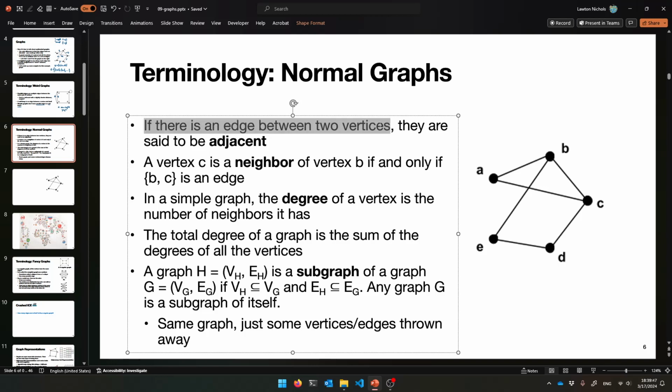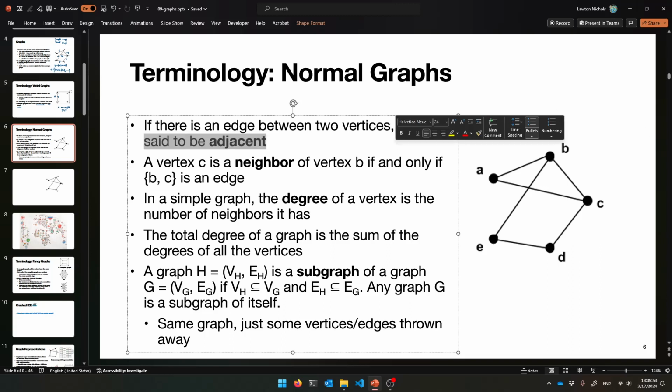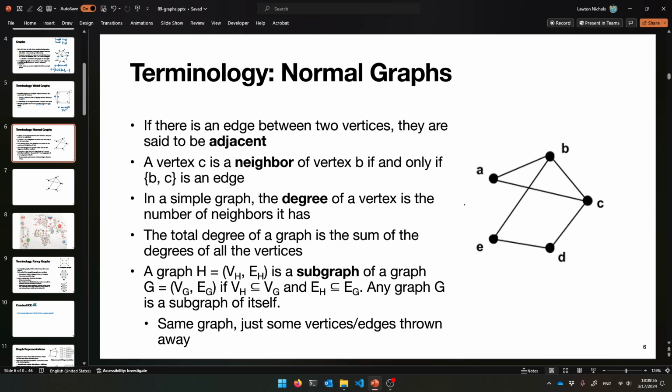If there's an edge between 2 vertices, like there's a way to get there, then we call those vertices adjacent. So A and B, for example, in this example graph, are adjacent vertices because there is a way to get from A to B. There's an edge there. This edge exists, so therefore A and B, we call them adjacent. And again, the order doesn't matter. It's an undirected graph, so B and A are also adjacent.